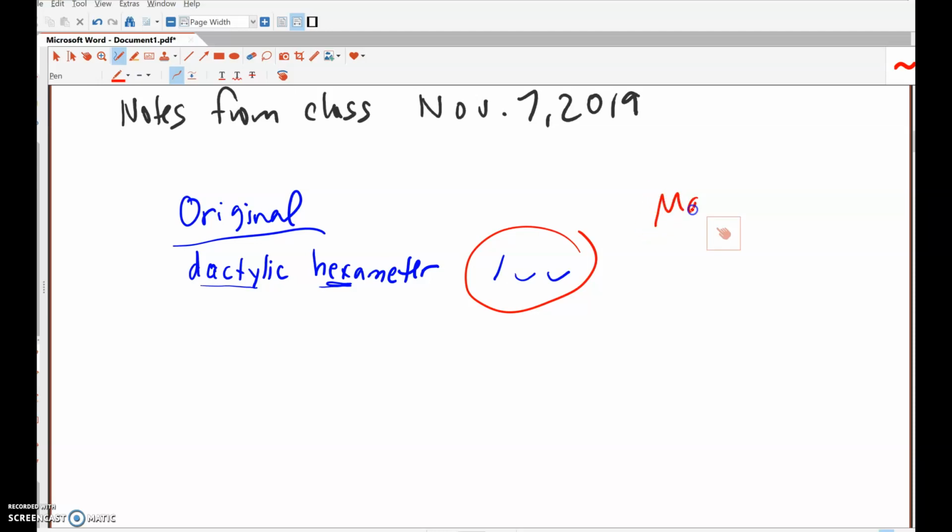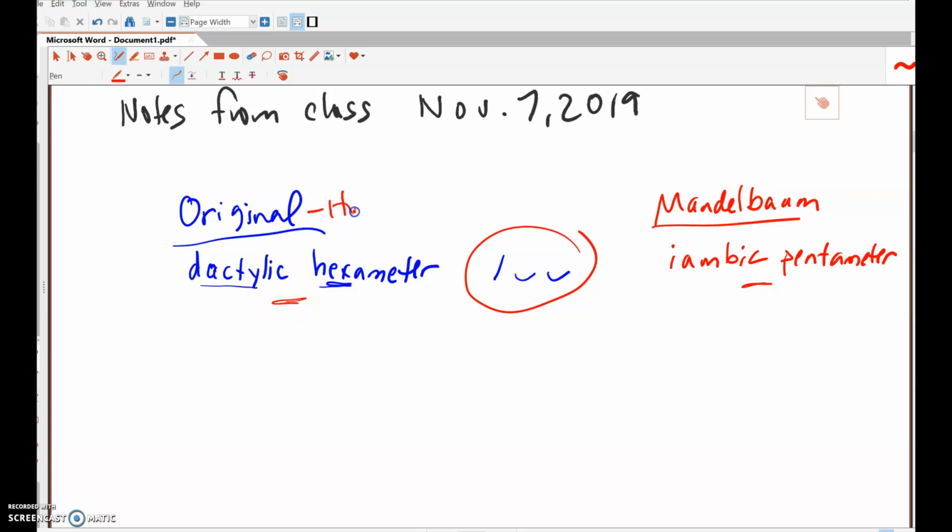So with the Mandelbaum version, his was iambic pentameter. So this is more natural in the English language. This is more natural in the Greek language. But for both Homer and for Mandelbaum, sometimes the lines and what they were trying to convey in the lines didn't quite work. And so at that point, Homer or Mandelbaum would add what are called epithets.